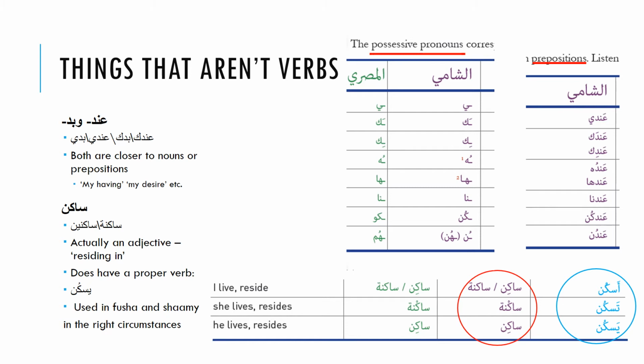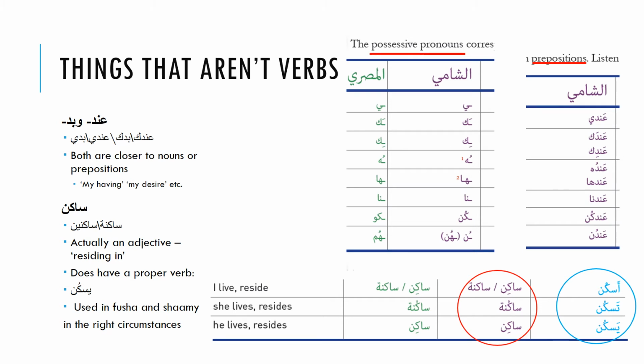Another one that's confusing is sakin. Sakin is actually an adjective, and you'll start to notice that when you see how we actually use it. Ana sakin, huwa sakin, hiya sakina, right? That ta marbuta is just agreeing with hiya, and the plural is sakinin, just like any other adjective. It's really like residing in. This person is residing in. The person residing in such and such. It's not a verb per se.